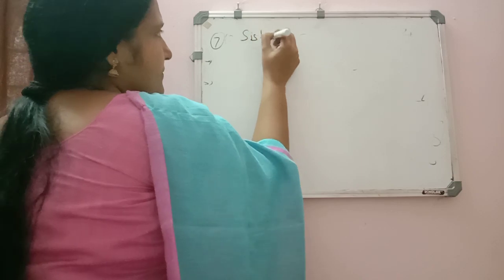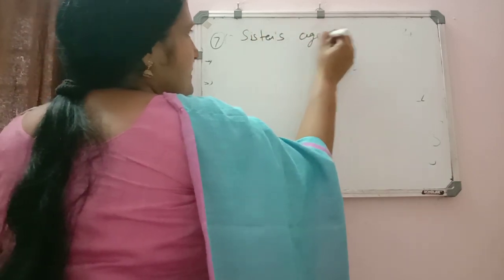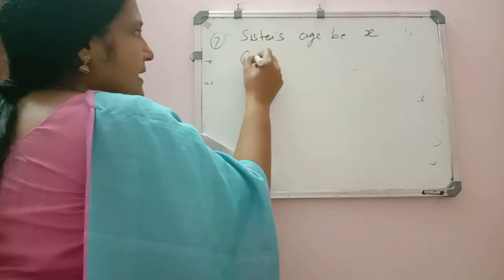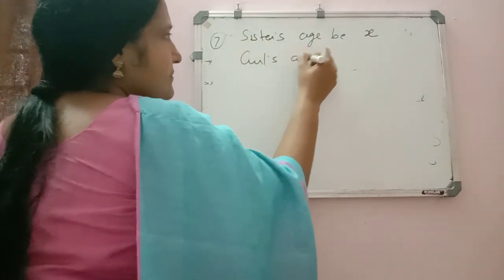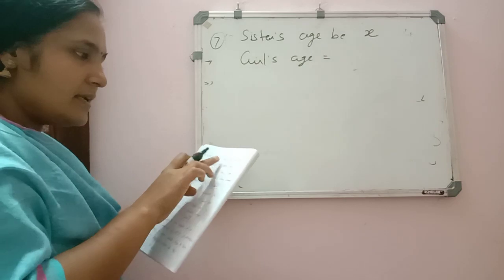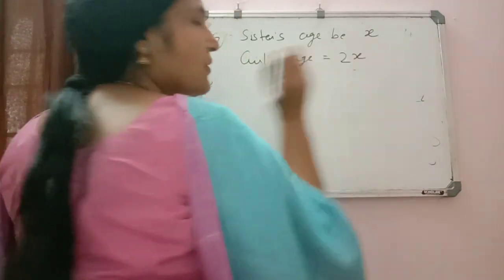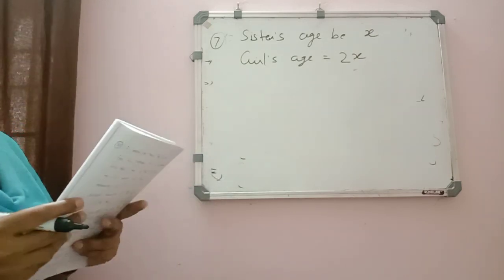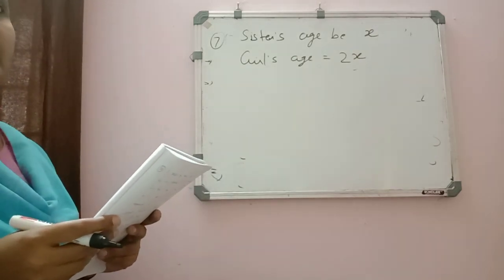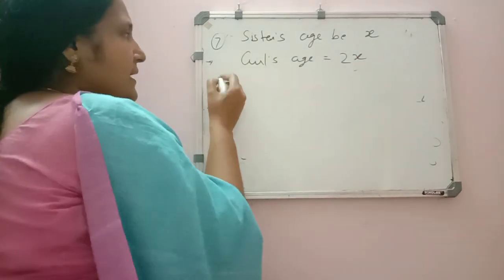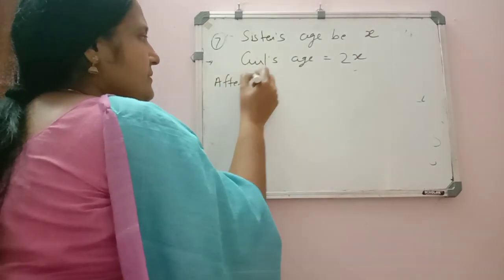So let sister's age be x. Then what will be girl's age? As it was written, girl is twice. Twice means 2 times. So girl's age will be equal to 2x. Now it was written 4 years hence, means after 4 years. So we'll rewrite what will be their ages after 4 years.